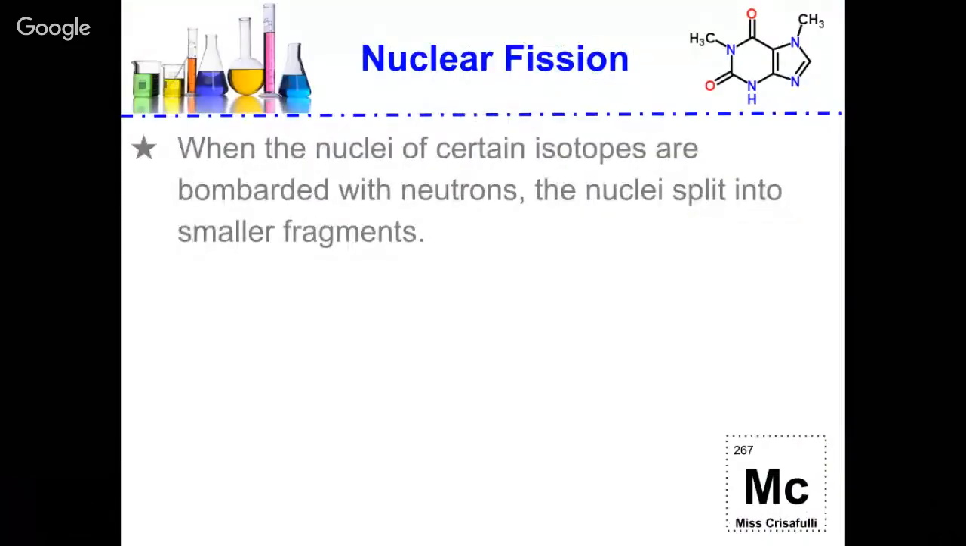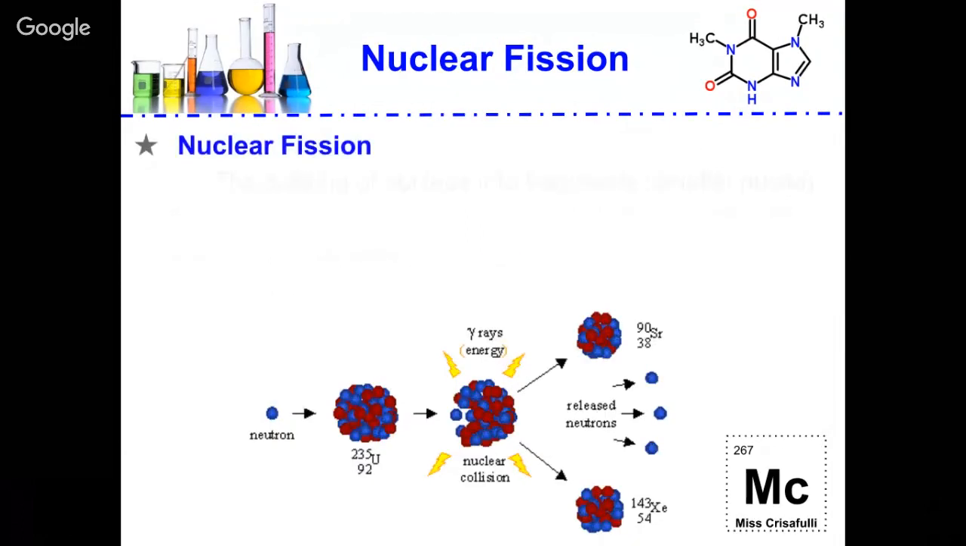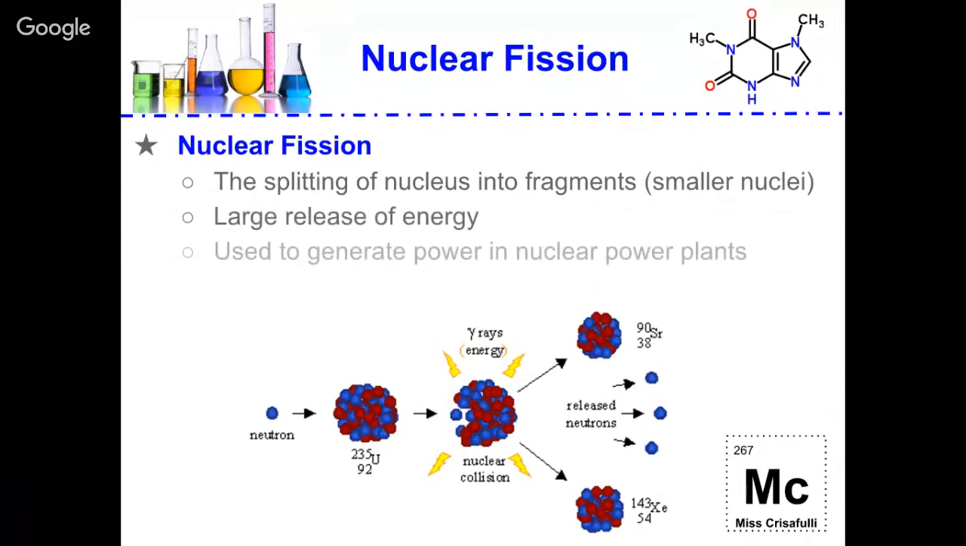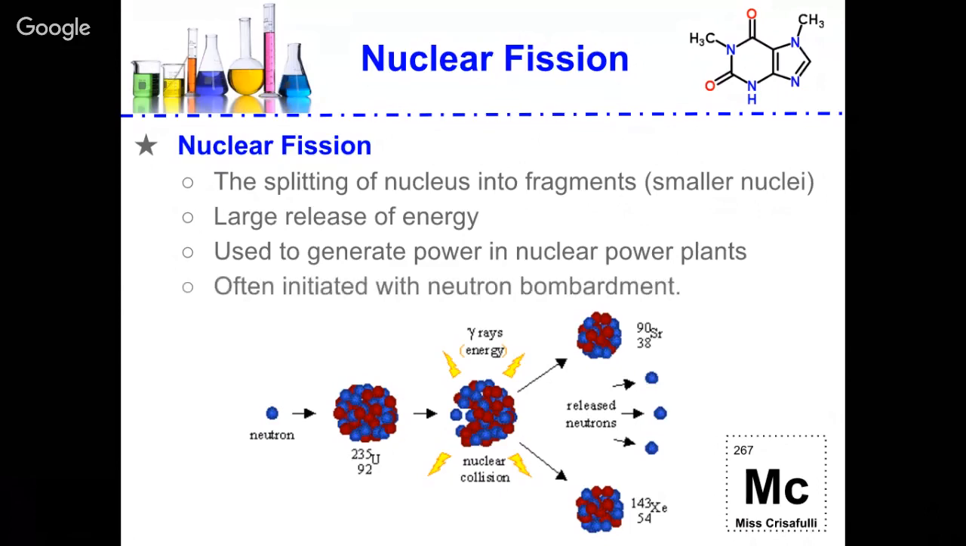So let's start talking about nuclear fission. When the nuclei of certain isotopes are bombarded with neutrons, the nuclei are going to split into smaller fragments. This process is called fission. So nuclear fission, the splitting of a nucleus into smaller fragments, releases large amounts of energy, and is used to generate power in nuclear power plants. It's often initiated with a neutron bombardment.